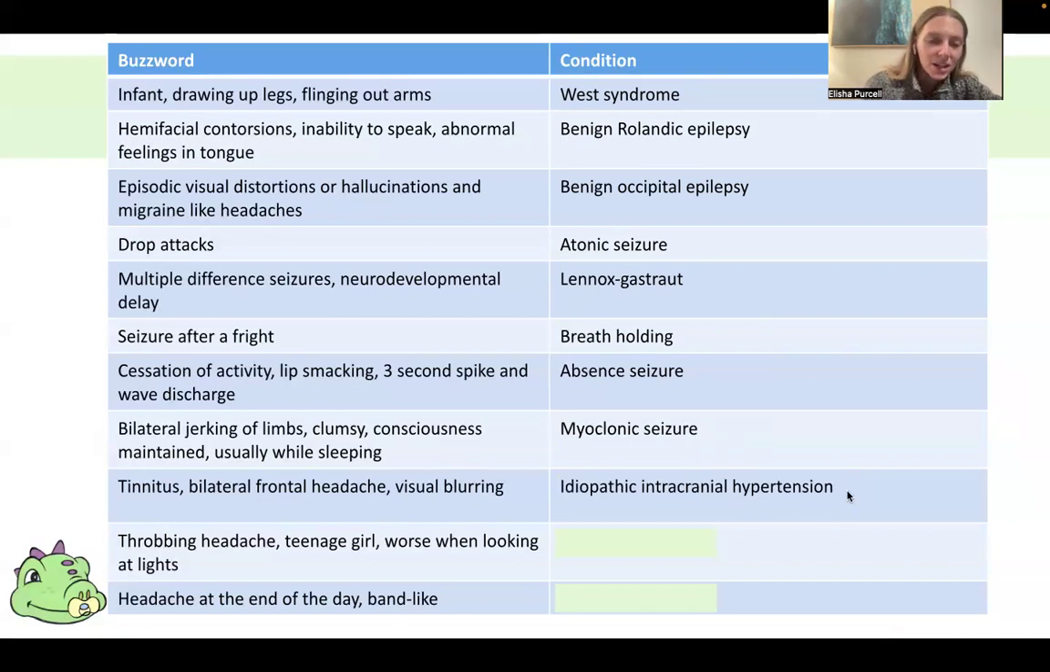Tinnitus, bilateral frontal headache and visual blurring: idiopathic intracranial hypertension. These are the three classic symptoms that you match with this.